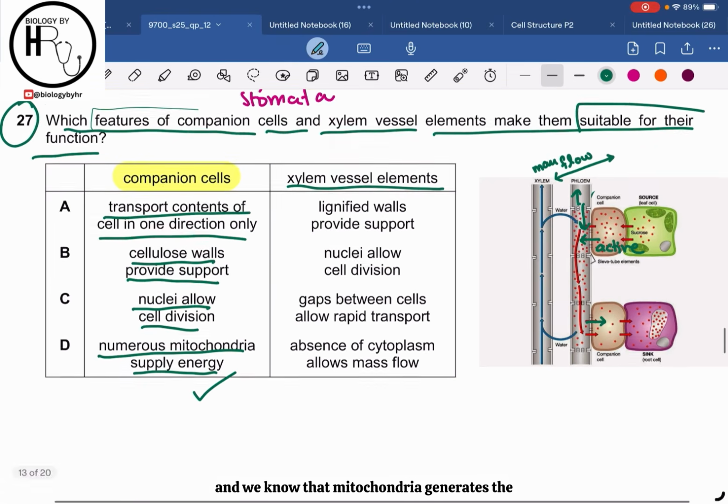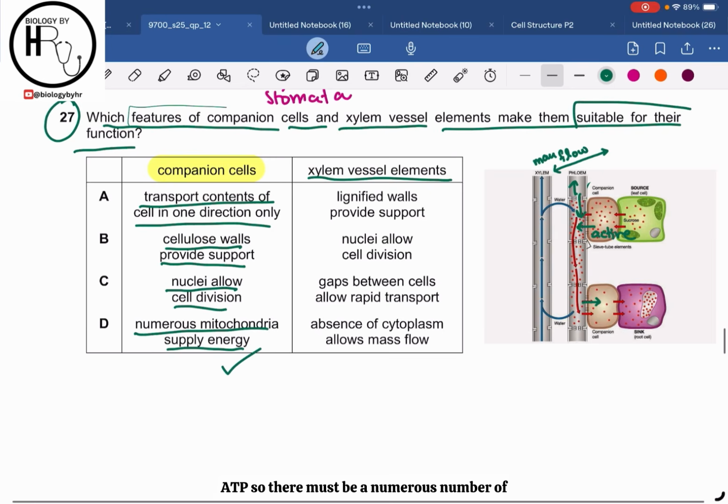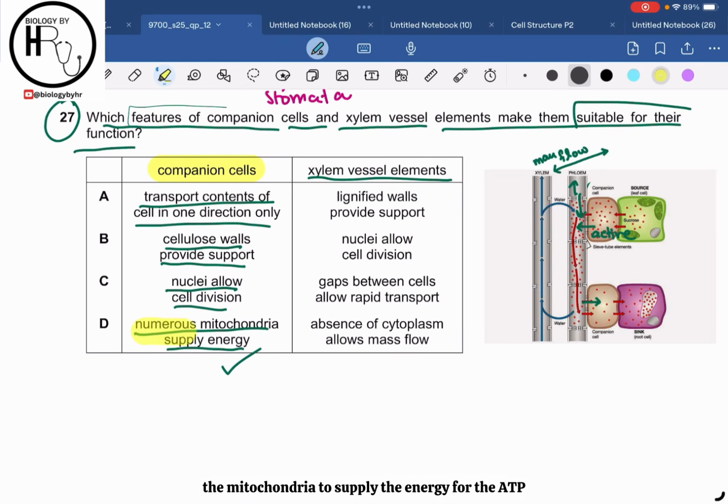So, and we know that mitochondria generate the ATP, so there must be a numerous number of mitochondria to supply the energy for the ATP. Now let's talk about some of the features of the xylem vessel element.